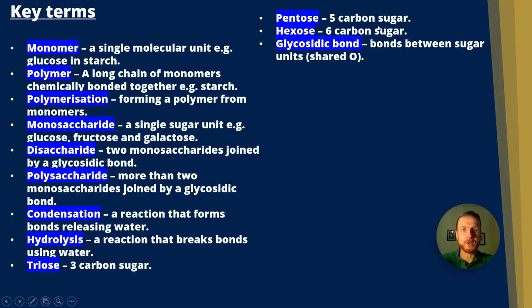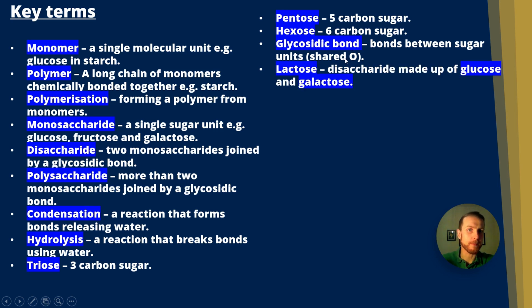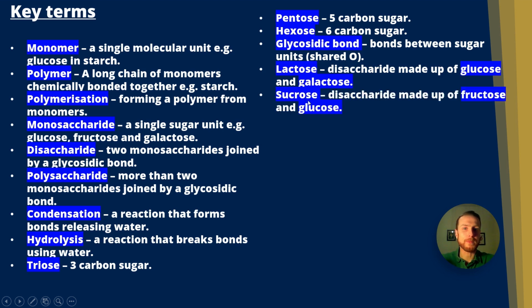Hexagonal, 6 sides. A glycosidic bond is a bond between sugar units, and in this case they'll have an oxygen shared between them, and I'll show you a more in-depth look of how that can come up in the AQA A-Level Biology exam soon. Lactose is a disaccharide made up of glucose and galactose.